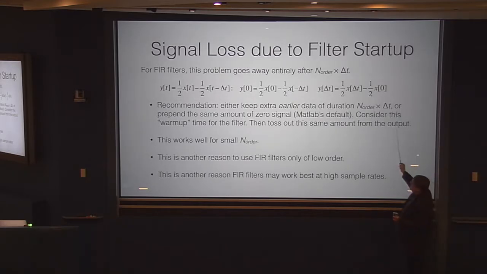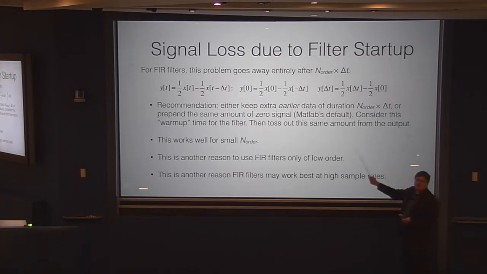Roughly speaking, maybe even exactly speaking, the problem is only for n order times delta t. And so if you're using an FIR filter, what you can do from a practical point of view is just use earlier data. If you started off using only 100 milliseconds before your t equals 0, use another 100 milliseconds, and you'll just throw that part away. With FIR filters, it's not that critical because MATLAB will also just assume 0 for you. That may or may not be a good assumption, but it's what it does.